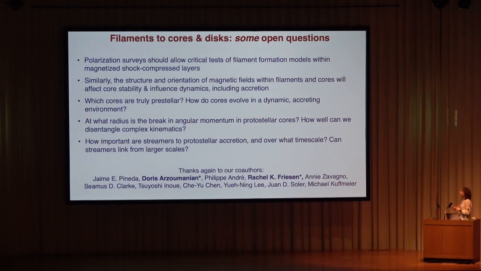And which cores are truly pre-stellar, and so how do cores evolve? How much of the mass that you end up with in a core comes from the outside to the inside? When we define a core, is that the mass that's really available for star formation? And then looking at where do we find the break in angular momentum? How well can we disentangle this complex kinematics? And how important are streamers to protostellar accretion? So just want to thank again our co-authors, and then Doris and I will be available for questions.